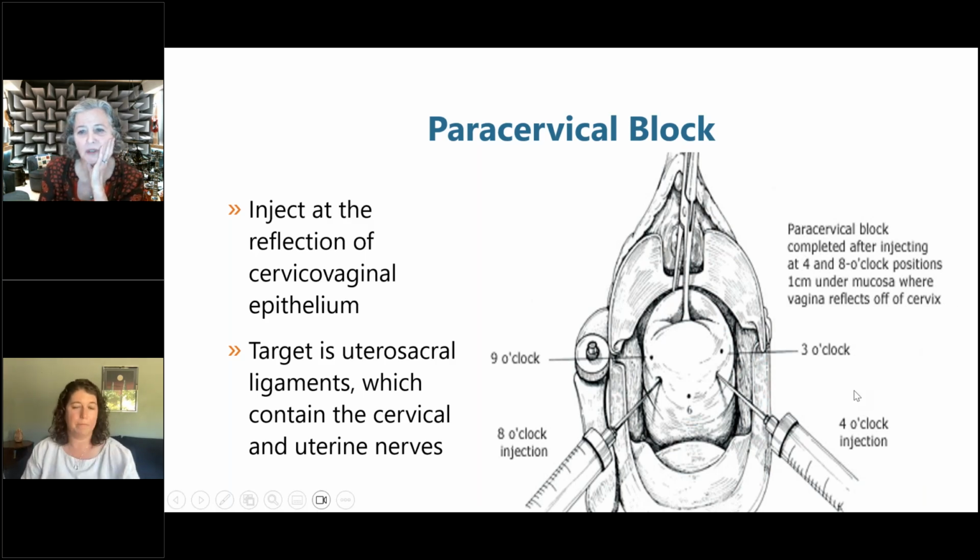Sure. So we're going to be injecting right there at the reflection of where the cervix, the base of the cervix, meets the vagina. And you're trying to essentially get a bleb, not unlike a PPD. I mean, it's not a PPD, you're not going into dermal like that, but it's going to cause a bleb that you'll see underneath the surface of the skin. And the target is the uterosacral ligaments, and that contains the cervical and uterine nerves, but not up to the fundus.